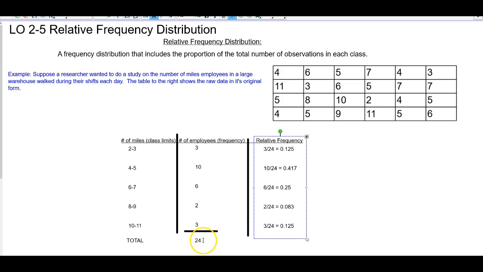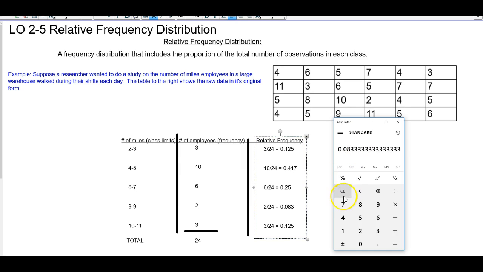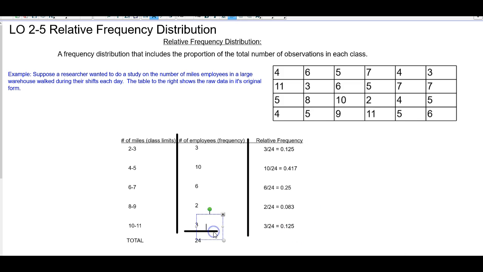So just like we did in this column with the total, we are also going to add up all of our relative frequencies. We are looking for the value to be 1. And we get a value of 1, which is excellent because we want to make sure we are using 100% of the data.